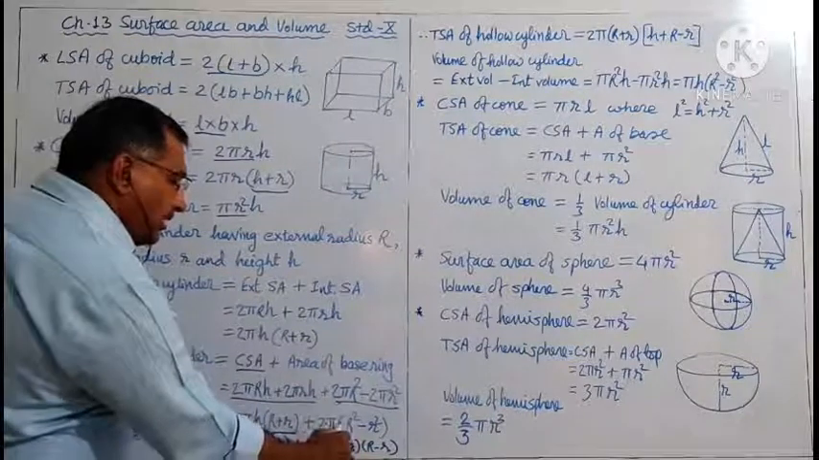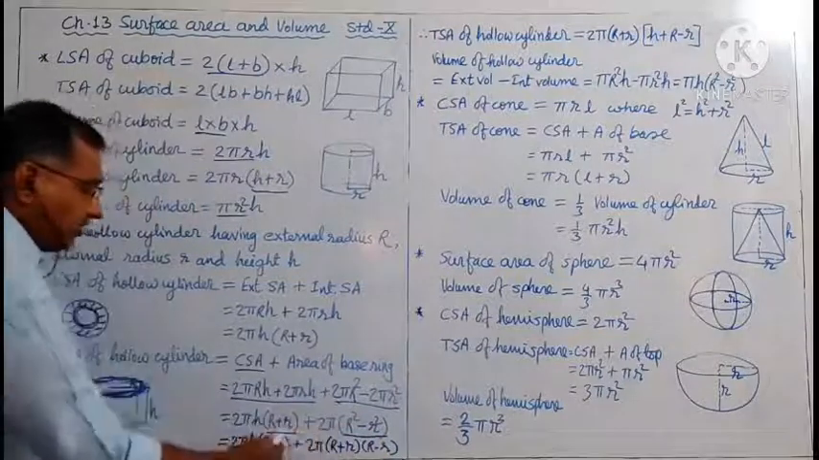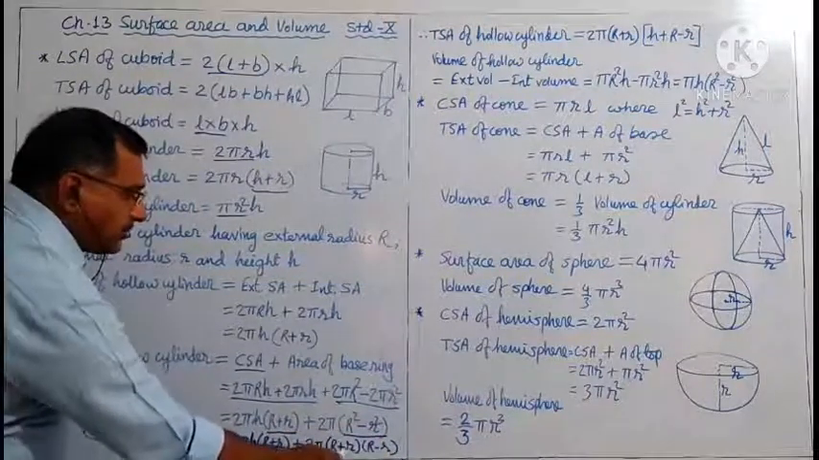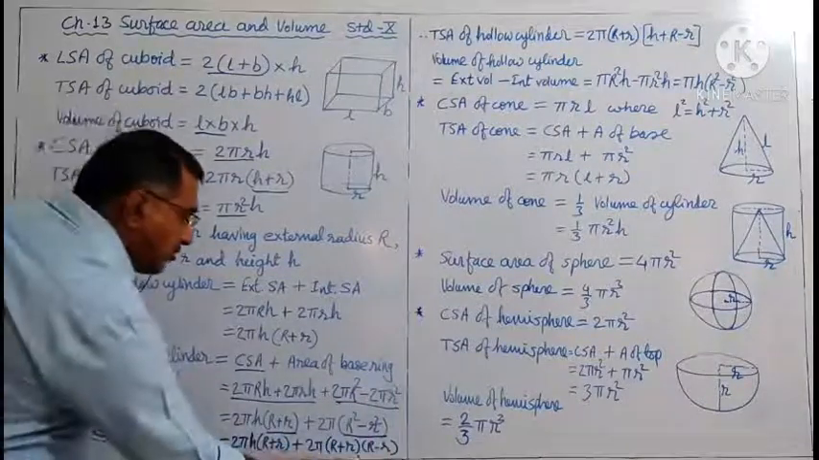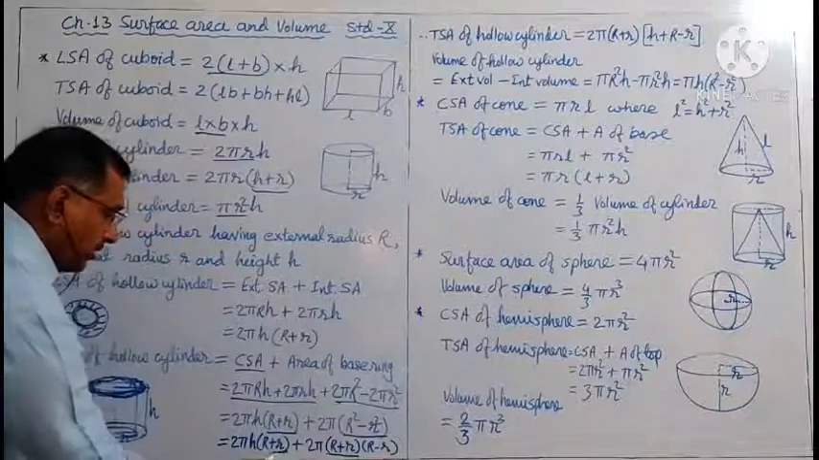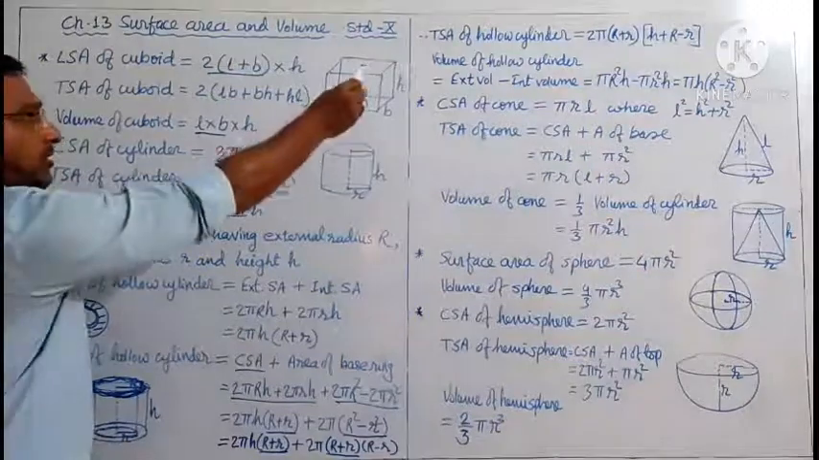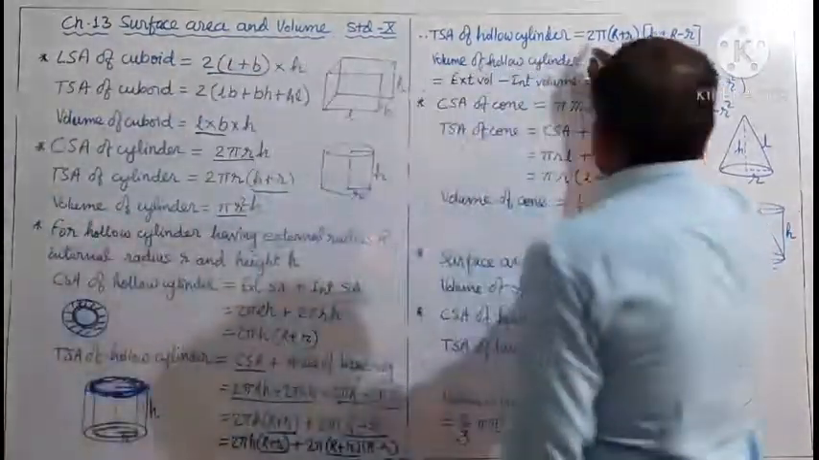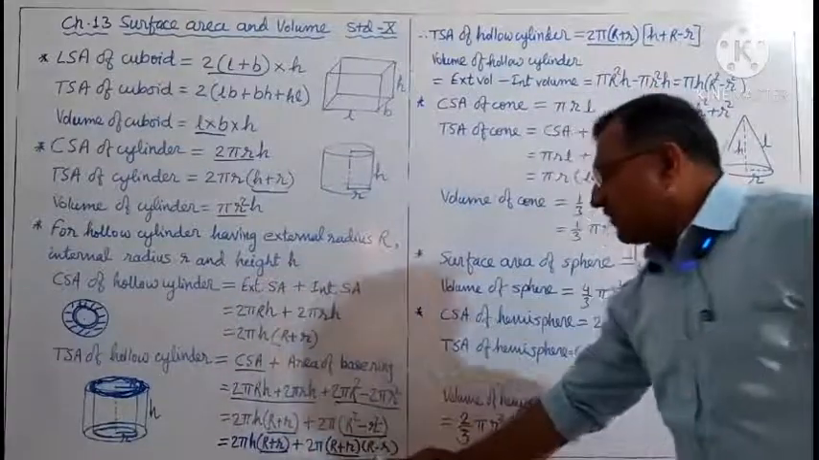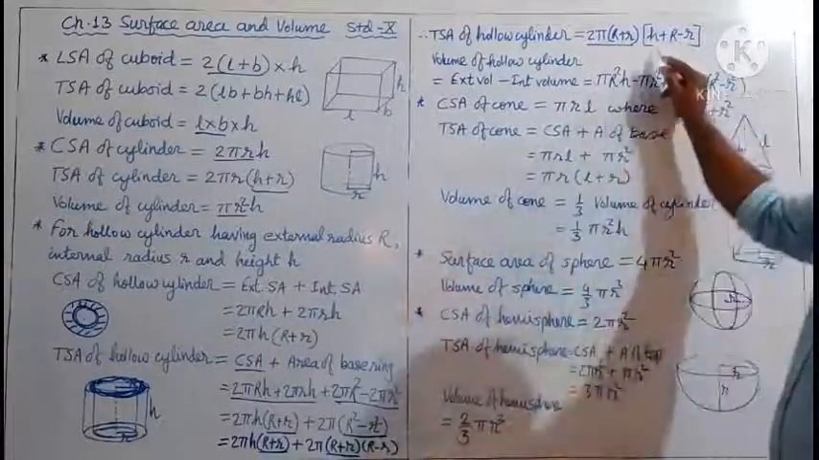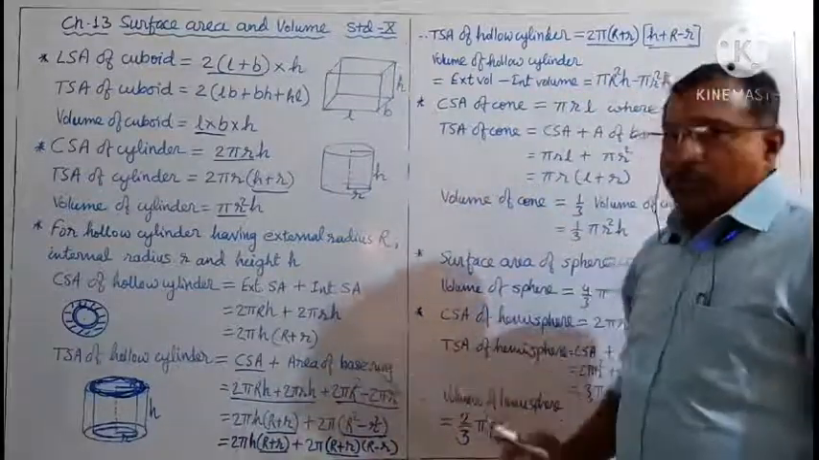Here 2 pi is common, so capital R minus small r. When we expand this using the identity, it is capital R plus small r multiplied by capital R minus small r. Here R plus r is common, and also 2 pi is common. So we have written here, you can see, that 2 pi is common and R plus r is common. So what is left? h, and here what is left? Capital R minus small r. So we can write this formula also for the total surface area of the hollow cylinder.